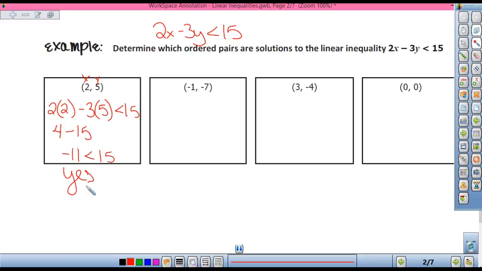Okay, so the same thing with this one. x, y. So 2 times negative 1 minus 3 times negative 7, is that less than 15? So 2 times negative 1 is negative 2. A negative and a negative gives us a plus 21. Is that less than 15? No.